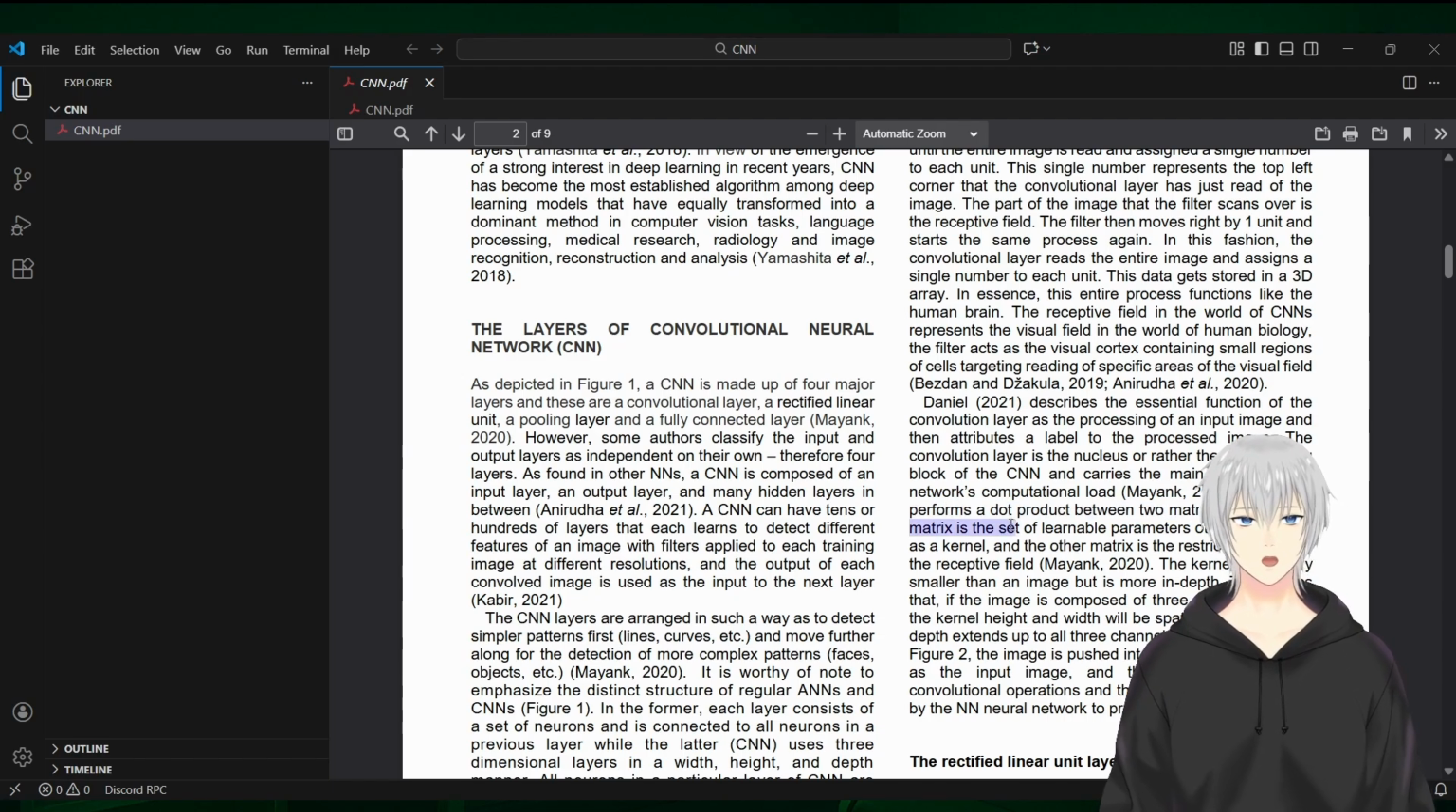Where one matrix is the set of learnable parameters, otherwise known as the kernel, and the other matrix is the restricted portion of the receptive field.